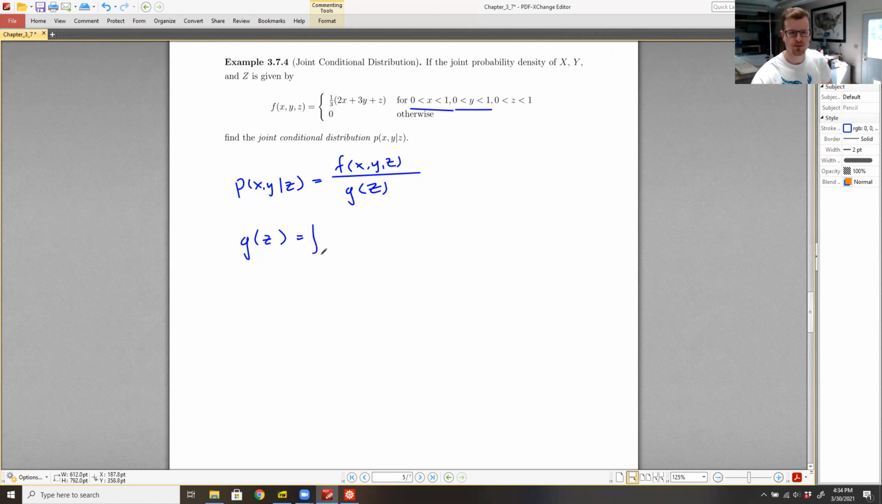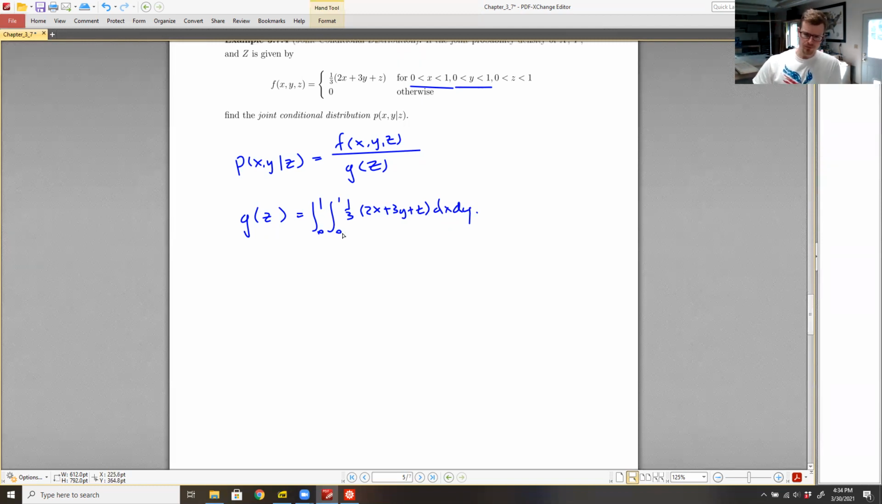So this is the integral from 0 to 1 of the integral from 0 to 1 of 1/3 times (2x plus 3y plus z). And again, the variables that I'm getting rid of here are y and x. So let's do dx dy. I think that's the order that they typically present it in here, and certainly the integration bounds match that. So let's perform this integration.